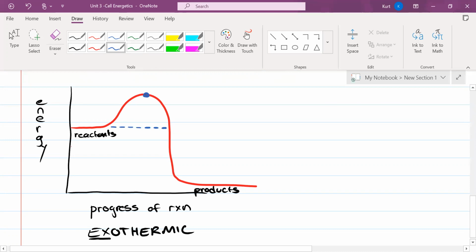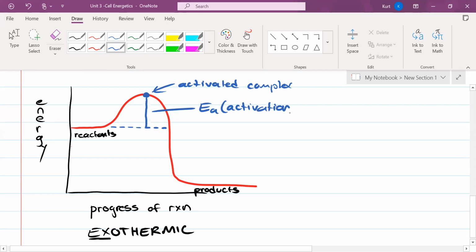The energy at the very top, this little peak, is the actual chemical reaction. This is called your activated complex. And from the activated complex to that dotted line I drew is the activation energy. It's the energy needed to actually achieve a reaction.